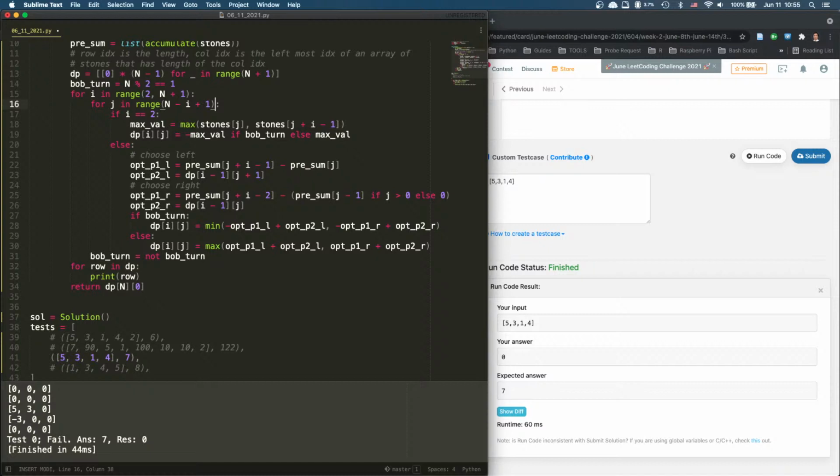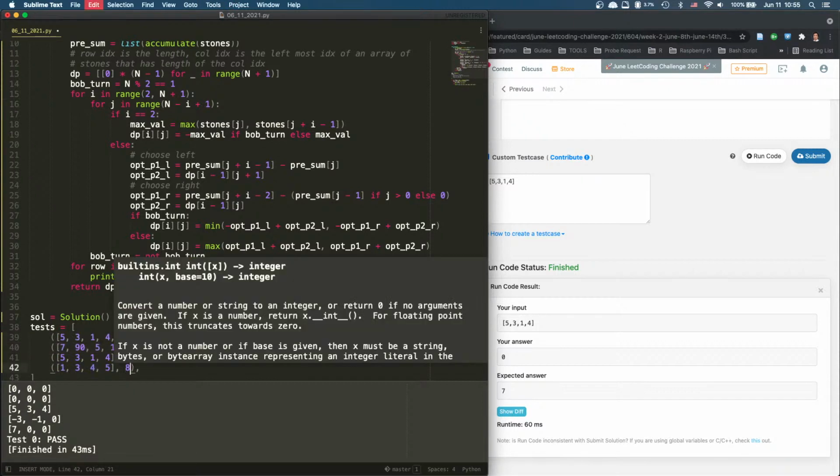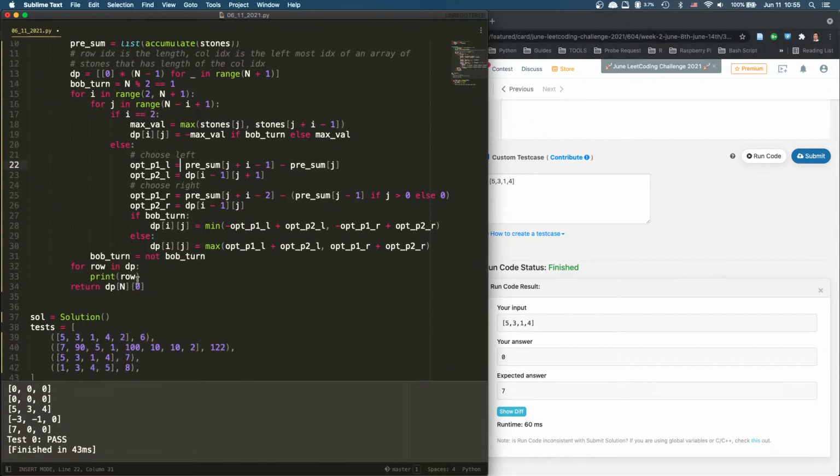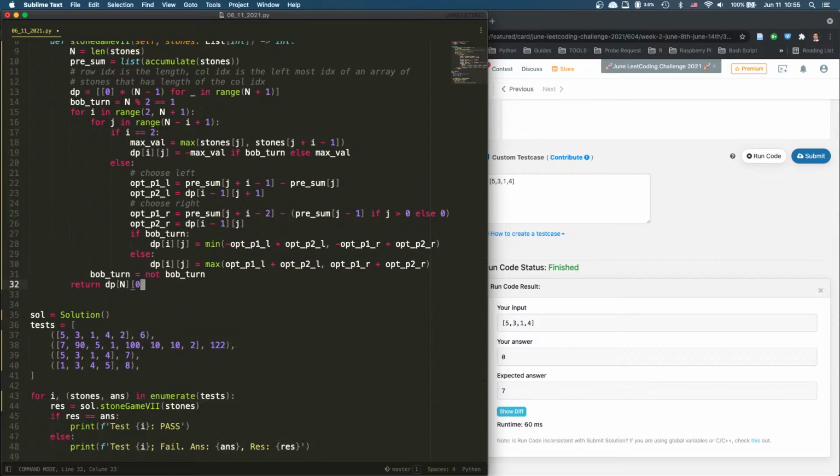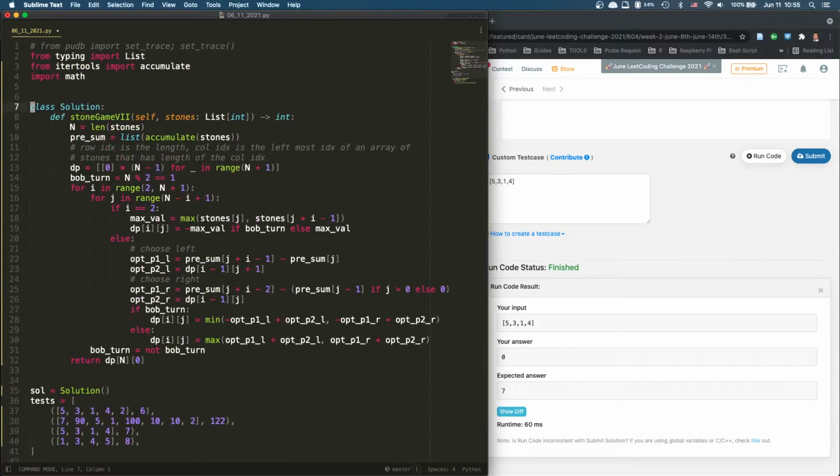Okay, let's try it again. There we go. Now we pass. We pass this one. And let's not print anymore. Now we pass everything. Okay, I have confidence in this. It'll take us a long time, but this one looks promising.